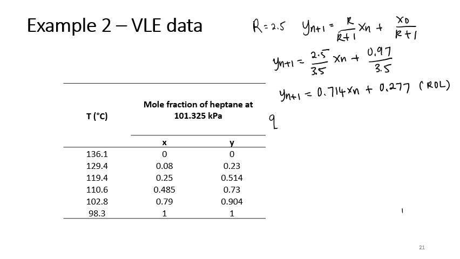So for Q line, Q is given as a saturated liquid at its boiling point. So Q equals 1. It's a vertical straight line passing through the feed composition. So it's essentially x equals xf equals 0.42. So this is your Q line equation.